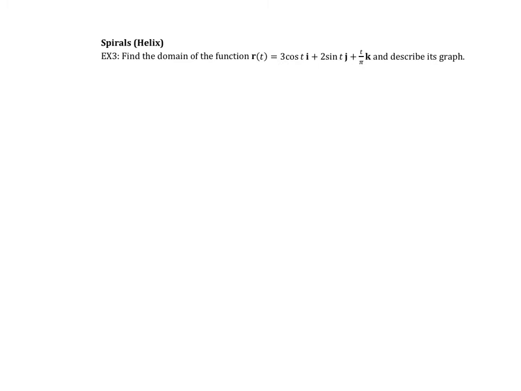So if we're going to find the domain of our function r, we look at all 3 pieces. And I could see that with cosine, the domain is all real numbers, no restriction there. So negative infinity to positive infinity. Sine, negative infinity to positive infinity. And then when you look at t over pi, I can put in any value for t. So again, it's negative to positive infinity. I have the domain of my function r as negative to positive infinity.